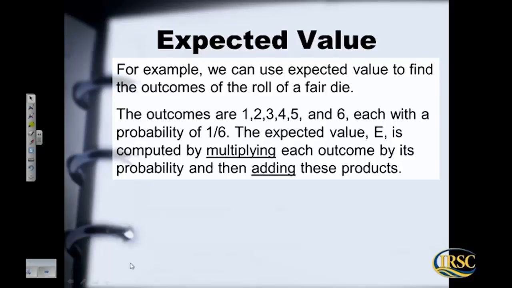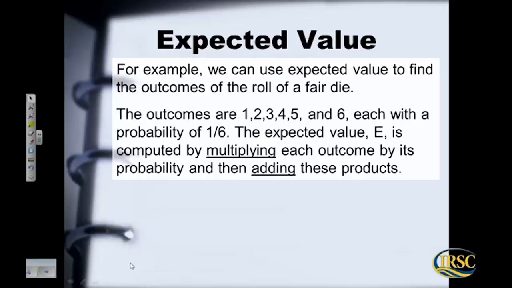So the expected value, which we're going to capitalize as letter E, is computed by multiplying each outcome by its probability and then adding these products. That's how you find expected value right there, that second sentence: multiplying each outcome by its probability and then adding these products.